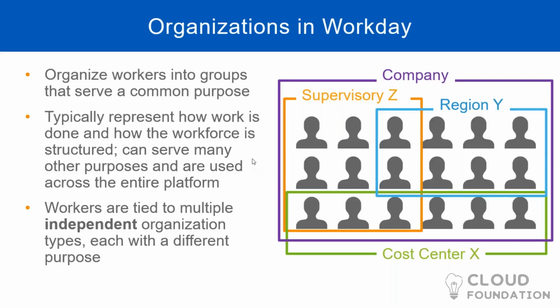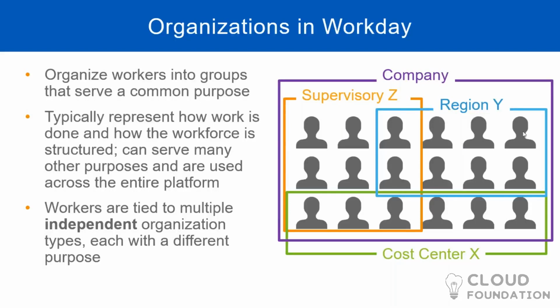Okay. This graphic also shows you: we have this group of workers. We have the supervisory organization, so we have these 9 employees who are part of the supervisory organization Z. But within these 9 people, we have 2 people who are part of this region Y. The other workers may be part of one or more other supervisory organizations, but they are part of this region Y.